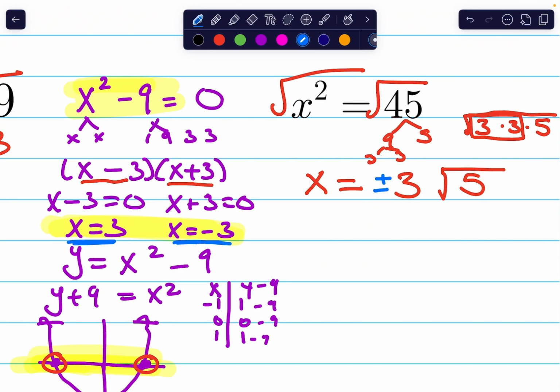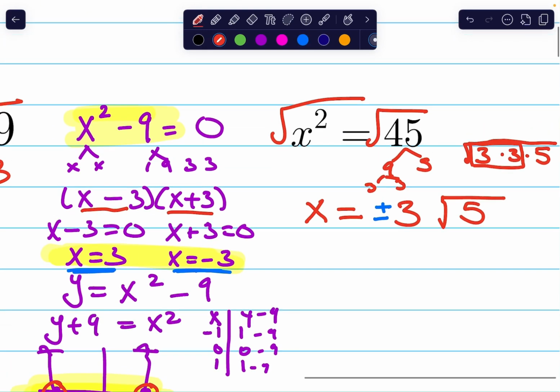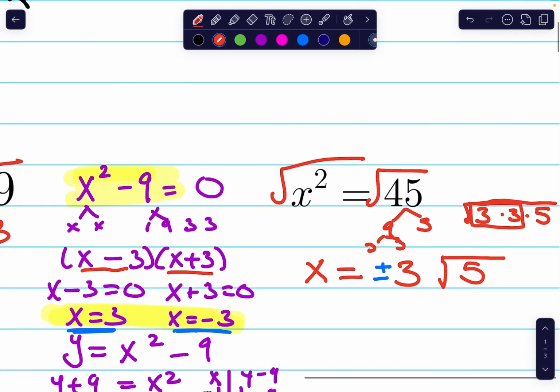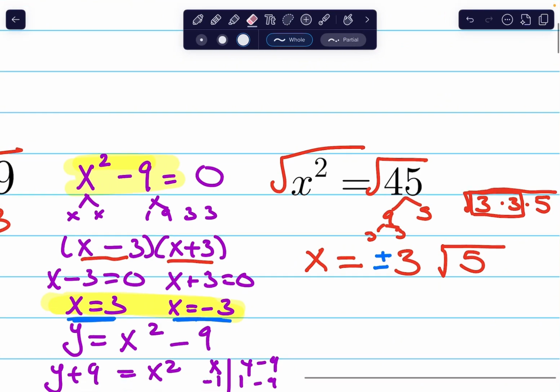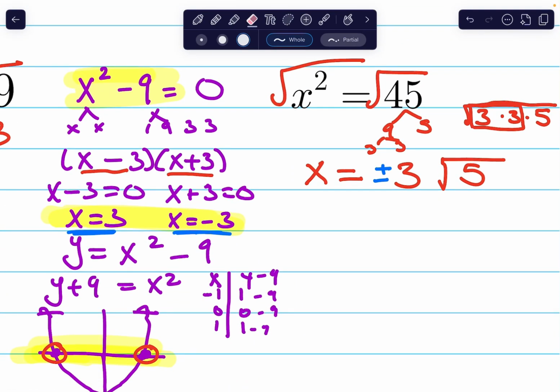Another way to look at this: again, we go back to the 9 and 5. This is the square root of 9 times 5. What's the square root of 9? It's just 3. Do we know the square root of 5? We do not, so we leave it in the radical. So there are multiple ways to go about this. If you have any questions, please don't hesitate to contact me.